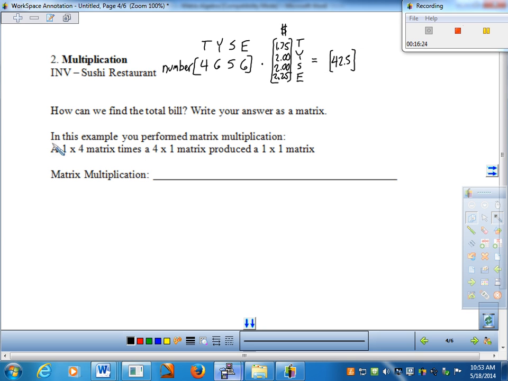And notice, what's great about these notes worksheets. Look what I have for you right here. It says, in this example, you performed matrix multiplication. We took a 1 by 4 matrix. That was this one. Multiplied it by a 4 by 1 matrix, which is this one. And out of it came a 1 by 1 matrix, which is this right here. And so now what we want to do is generalize when we can do matrix multiplication, what our answer will look like, and then as we do the next example or two, exactly what operations we need to perform to get our answers.